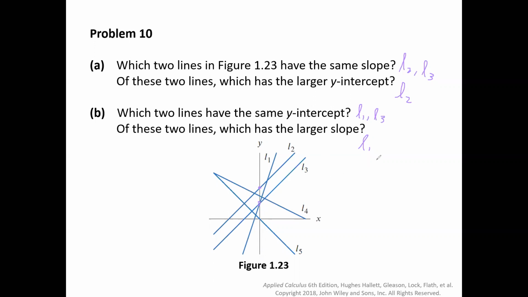Next, which two lines have the same y-intercept? So you look at the y-axis and see where two lines cross the same point, and we get this point right here. The lines that go through this point are line 1 and line 3. So line 1 and line 3 have the same y-intercept. Of these two lines, which has the larger slope? Larger slope means you're going up faster. So which line is going up faster, line 1 or line 2, when you're traveling to the right? Line 1 is going up really fast, very slanted. So line 1 has a larger slope.